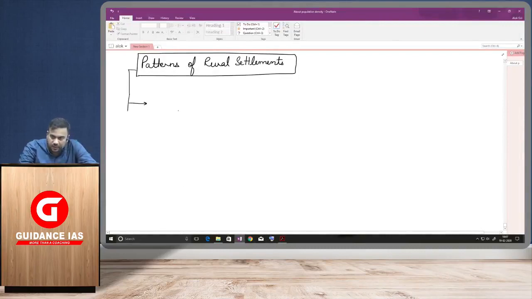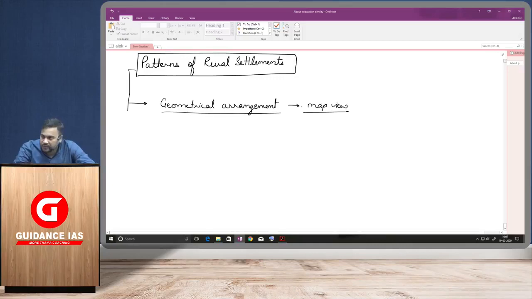Pattern refers to the geometrical arrangement. It is essentially the geometrical study of the geometrical arrangement of the rural settlements. We can also call it the map view, bird's eye view. What type of shapes they make up. That is what we mean by the patterns of rural settlement.